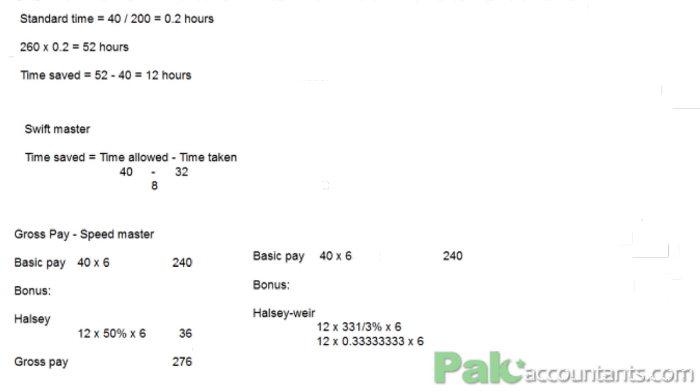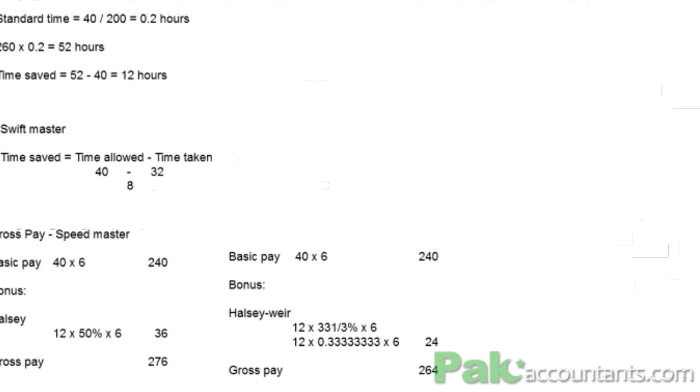So 12 multiplied by 0.333 multiplied by 6, you get 24. Okay, and in this case the gross pay will be 264, right?